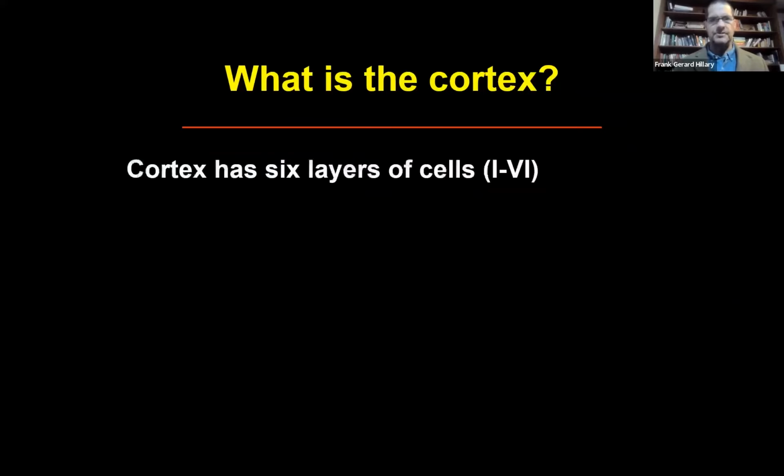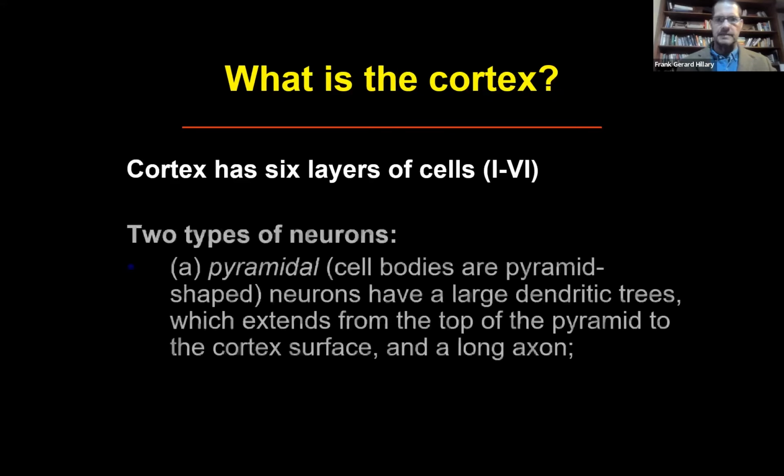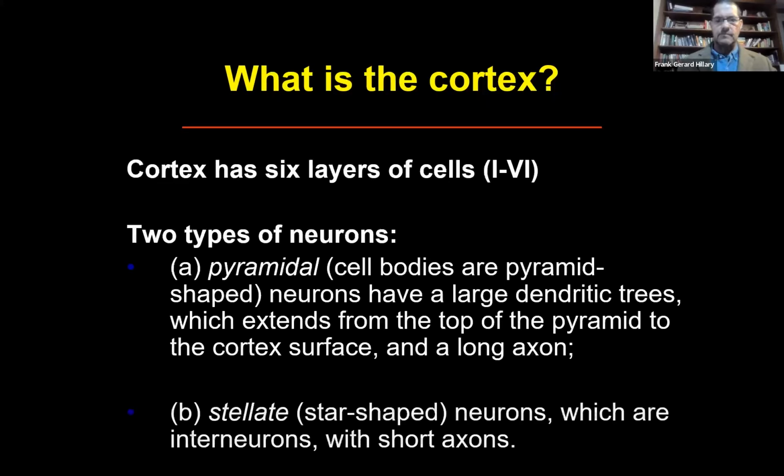So what I wanted to start with is just quickly defining what is cortex. I'll spend a lot of time in the next 10, 15 minutes talking about visual spatial perception and information processing cortically, mostly in cortex. The cortex has 6 layers of cells with different types of neurons: the pyramidal, where the cell bodies are pyramid shaped and have large dendritic trees which extend from the top of the pyramid to the cortex surface, and the stellate, which are star-shaped interneurons.